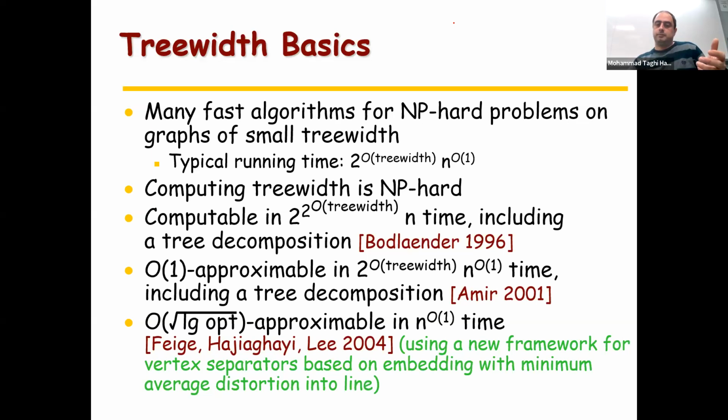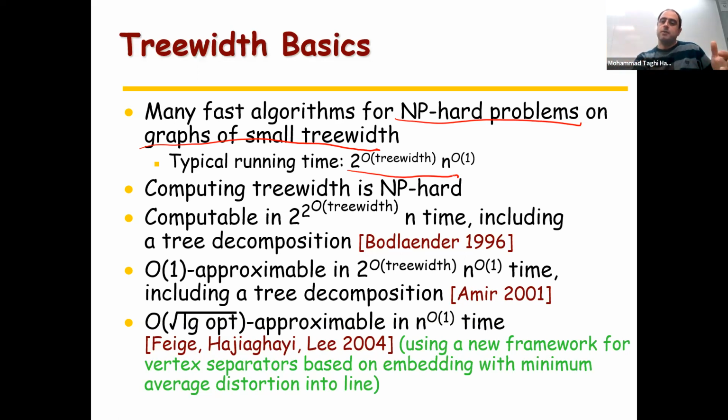Now, what do we know for trees? But why do we care about the Treewidth? Because these are generalizations of tree graphs. In particular, for lots of NP-hard problems on graphs of small Treewidths, we have a running time of 2 to the order Treewidth times n to the order 1. So if the Treewidth of the graph is the parameter of the graph, then essentially you can say there is a fixed parameter algorithm for that.